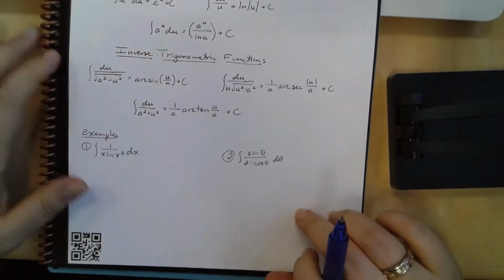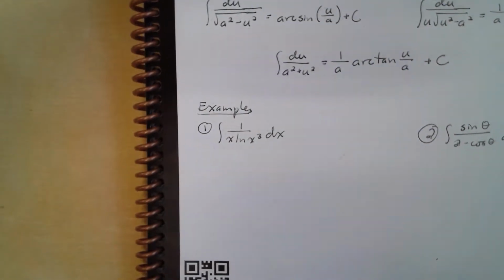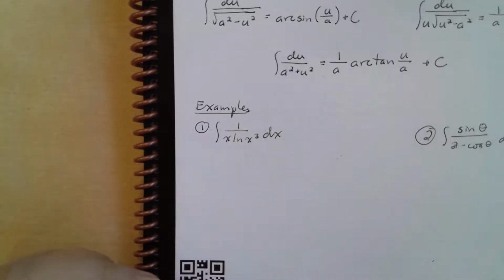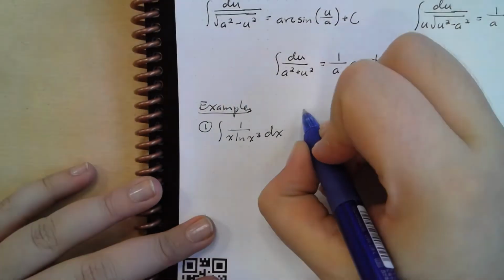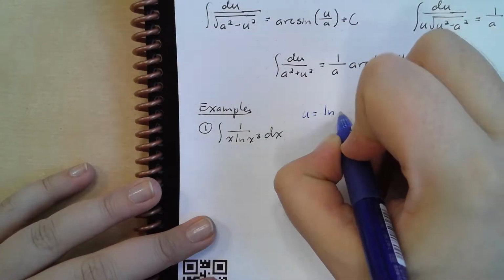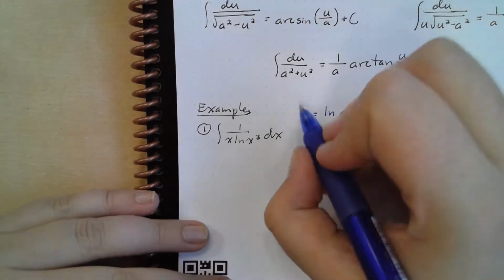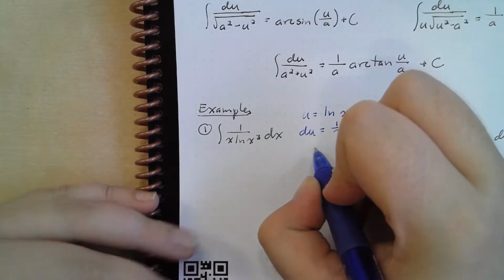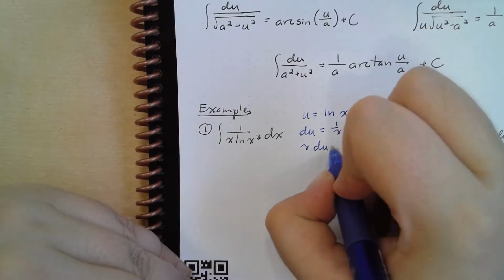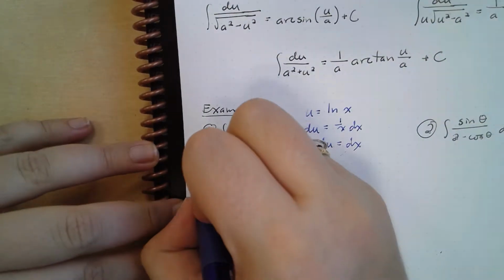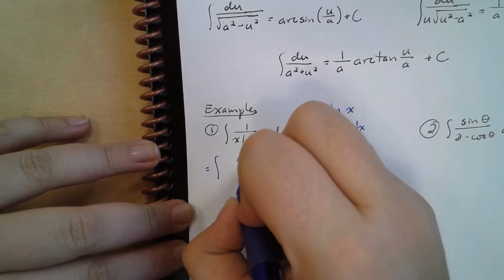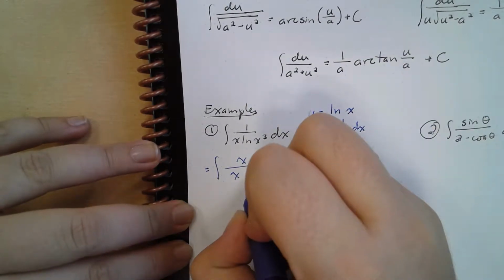Let's go back down to number 1: the integral of 1 over x times the natural log of x cubed dx. We're going to want to use u substitution again. We've done that before. So we're going to set u equal to the natural log of x, and then du is going to be equal to 1 over x dx. So x du is equal to dx, which is kind of nice.